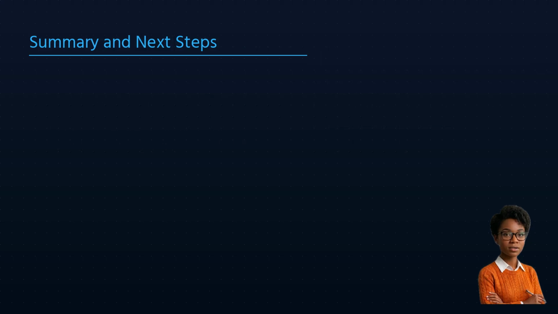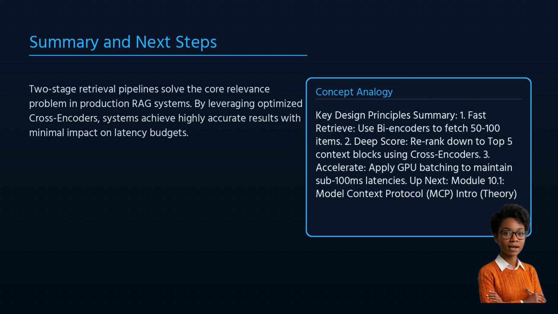To summarize, combining Bi-Encoders for fast retrieval and Cross-Encoders for precise re-ranking is a gold standard for production RAG systems. It minimizes hallucinations and keeps your operational costs low.